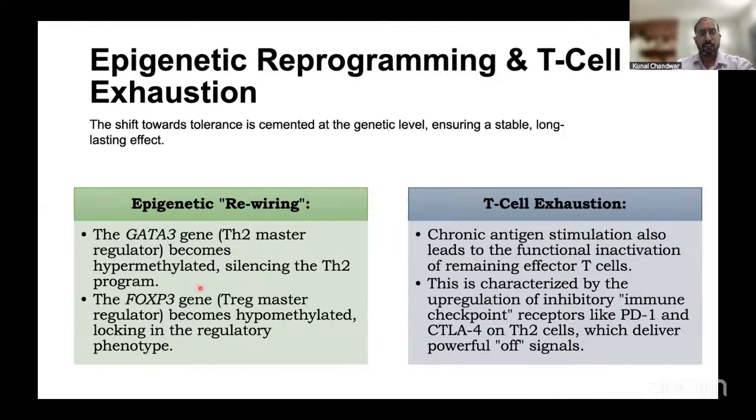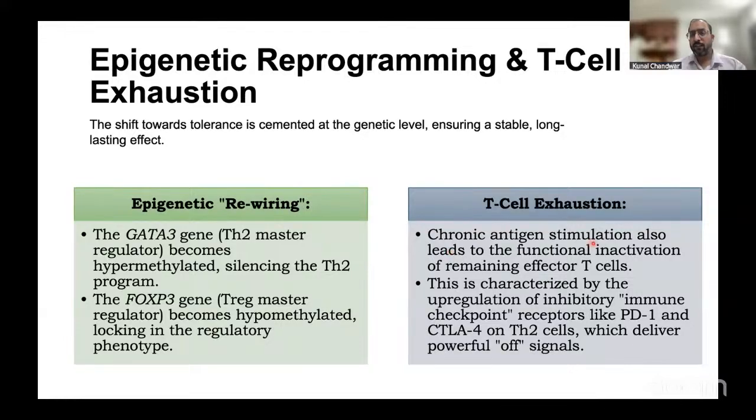So what happens here? The GATA3 gene, which is the Th2 master regulator, becomes hypermethylated, silencing the Th2 program, and the FOXP3 gene becomes hypomethylated. And this in turn starts acting as the major cytokine driver. So you have more regulatory cells as compared to less inflammatory cells that bring about tolerance.